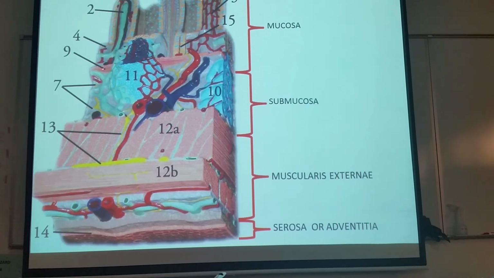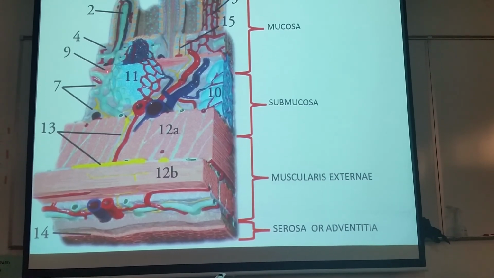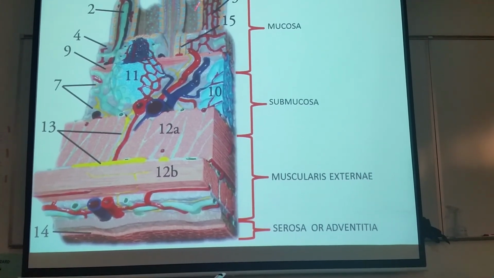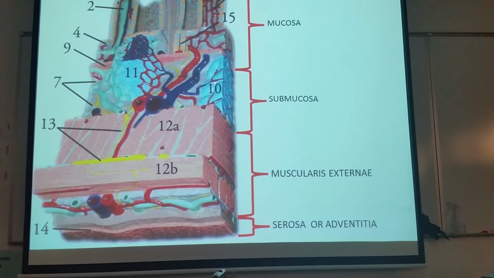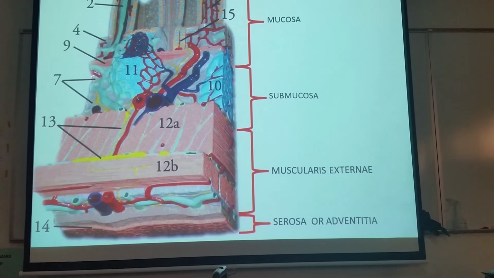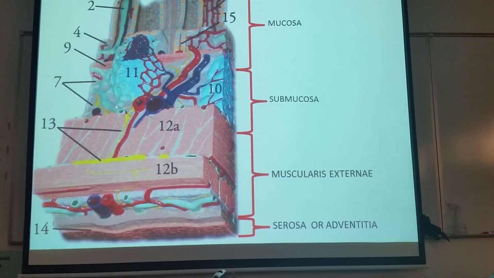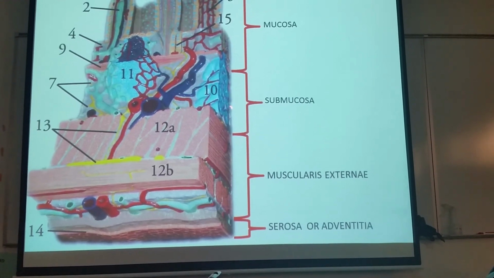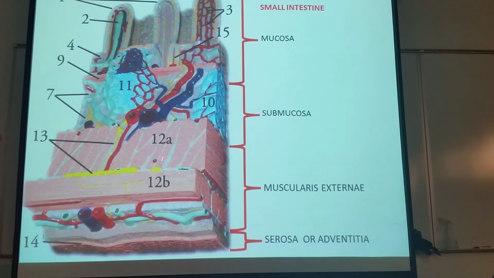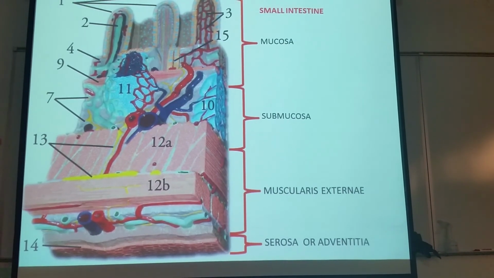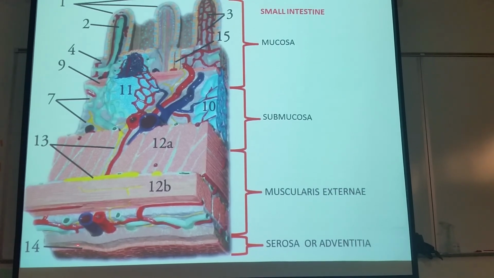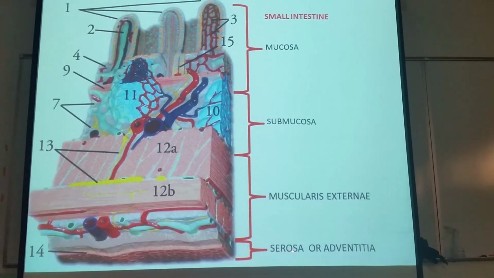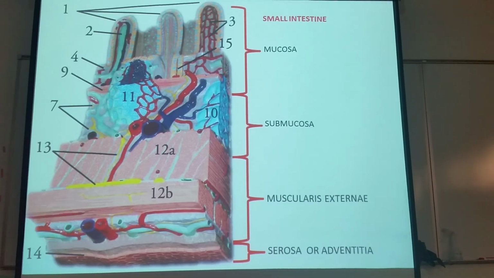But 9 I would. Muscularis mucosa. I might ask you to identify the layer too, mucosa. And then submucosa, right? 10 is Brunner's glands, 11 is MALT. The yellow lines here are the submucosal plexus. In muscularis externa, you should know 12A and B, the circular and longitudinal layers, and know the myenteric plexus, number 13. 14 is the simple squamous epithelium of the serosa, or adventitia.